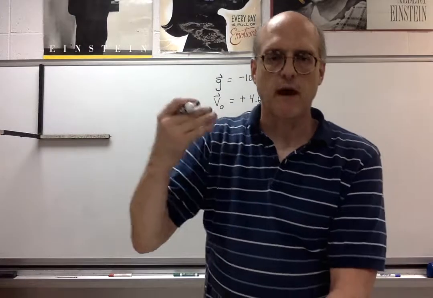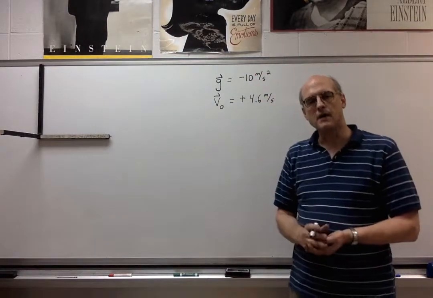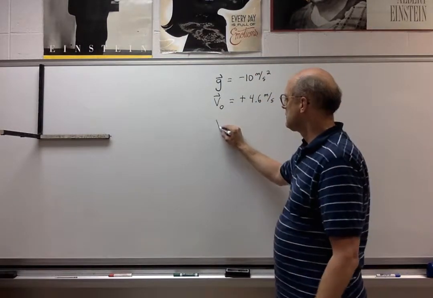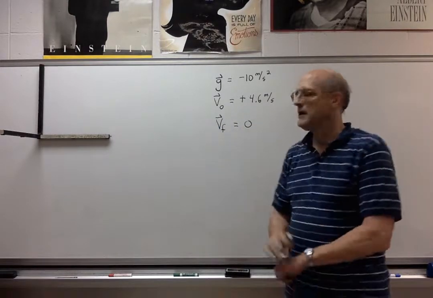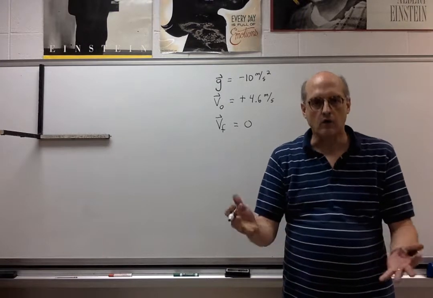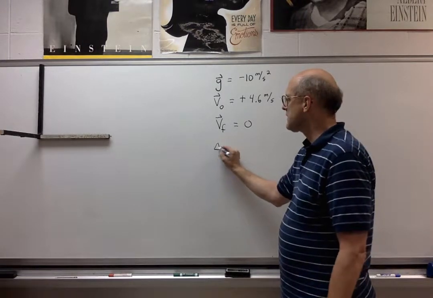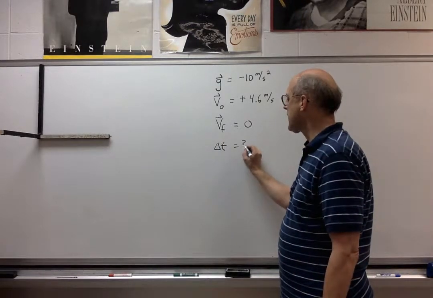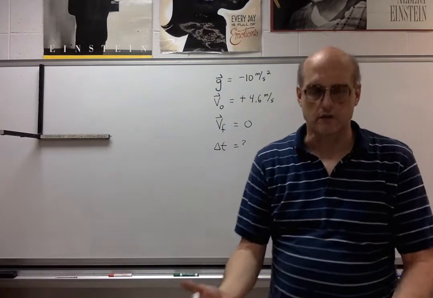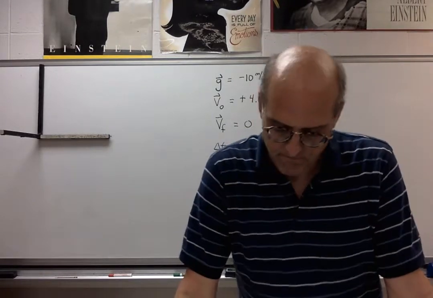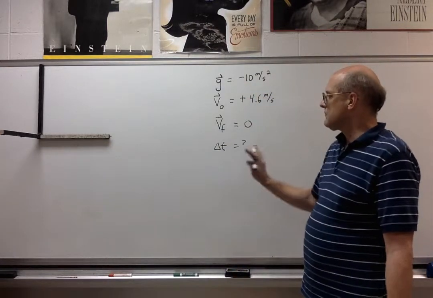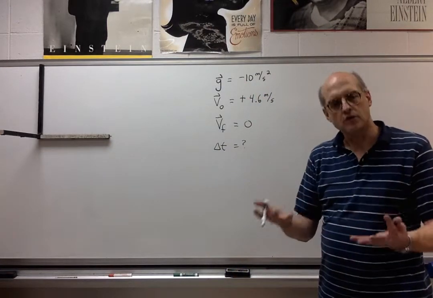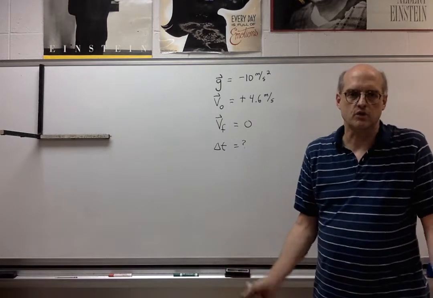Now, it reaches its maximum height. So at its maximum height, it's at rest. So we have that the final velocity is 0. And they want us to figure out how long that takes. That's how long the player has until he can touch the ball. So knowing G, VO, VF, and looking for time, a good equation to choose would be the definition of acceleration.